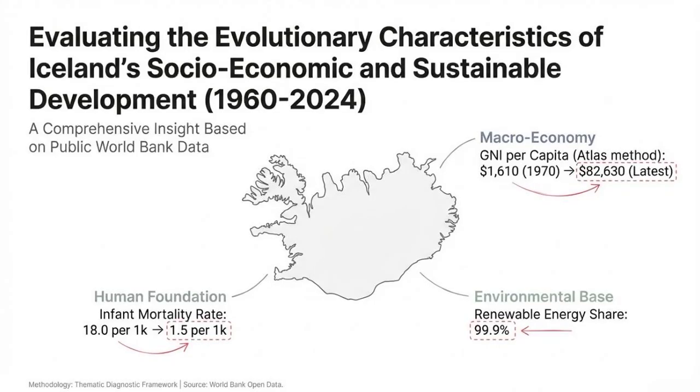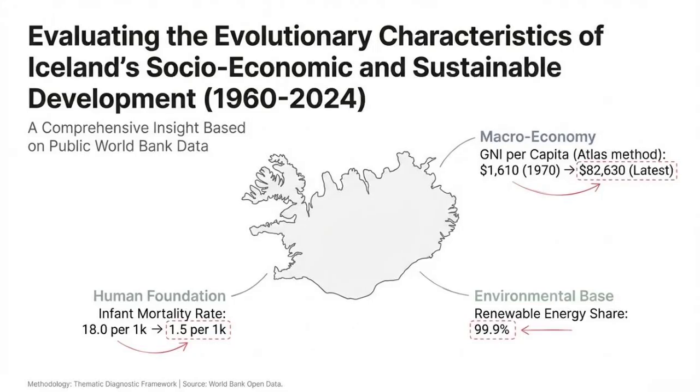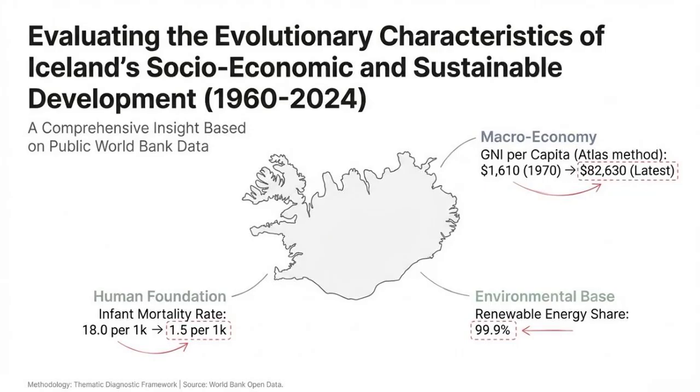isolated, literally freezing rock in the North Atlantic with the population of like a medium-sized American suburb managed to build a $60,000 per capita wealth engine. Yeah, Iceland's trajectory is wild. It's totally wild. So welcome to the deep dive. Grab your drafting board because today we are speaking directly to you, our listener. The senior data visualization designer tasked with this exact mission. Yep, this is all for you.